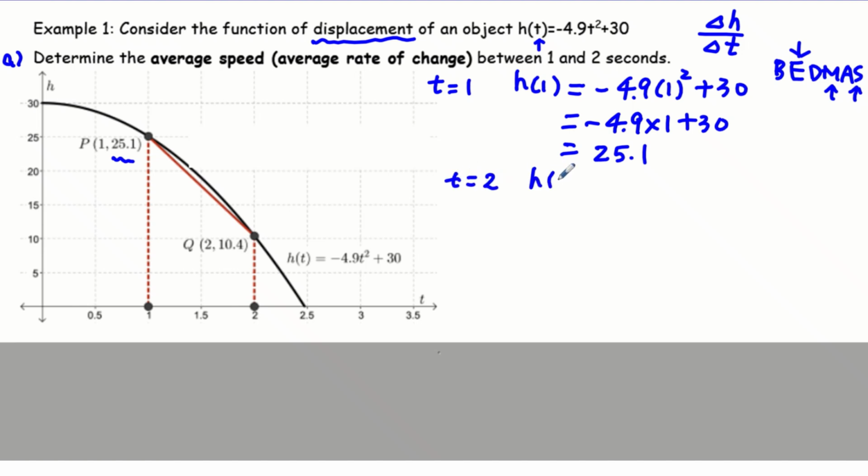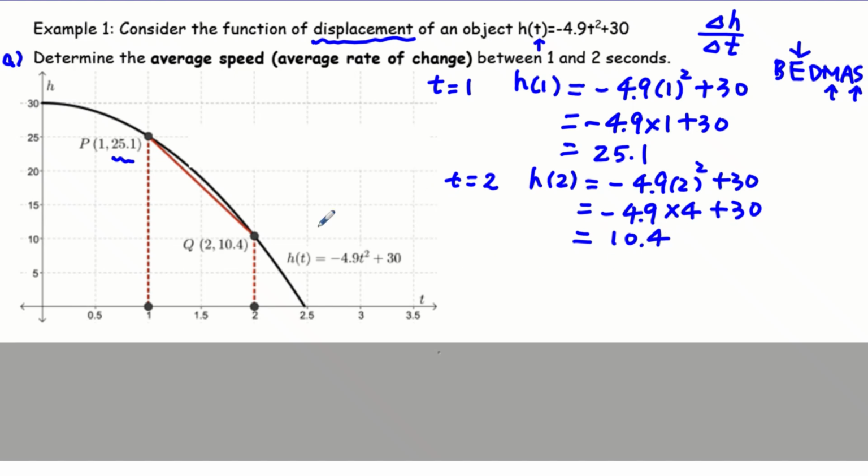We sub in t equals 2 into the original function, then negative 4.9 times 2 squared plus 30. We do the exponent first. Negative 4.9 times 4 plus 30. Then do the multiplication. Then plus, it will give you 10.4. Okay, so you have these 2 points.